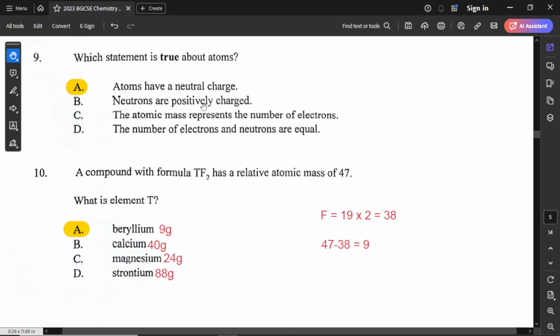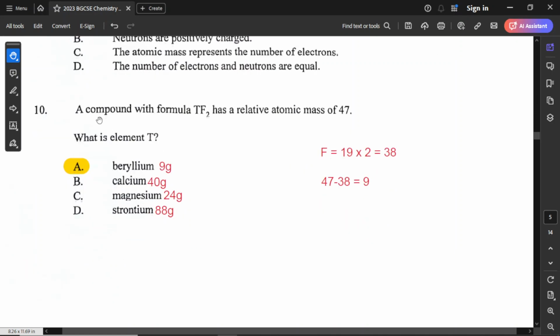All right, of course, neutrons are not positive, they have 0 charge. And this for C, said atomic mass represents the number of electrons, which is not true. Because of course the atomic mass is protons plus neutrons. And D, the number of electrons and neutrons are equal, which is also not true. In some cases they might be, but it is not a true statement.